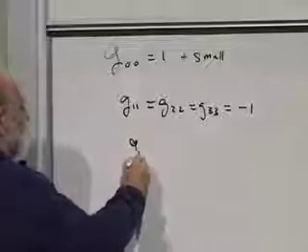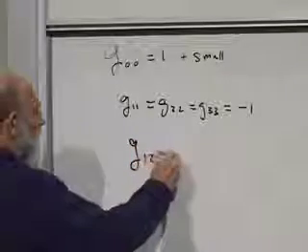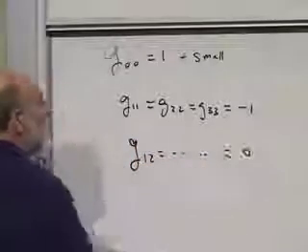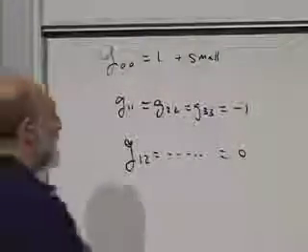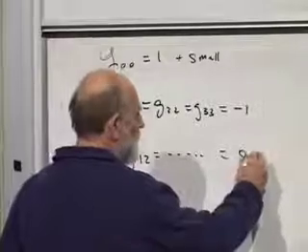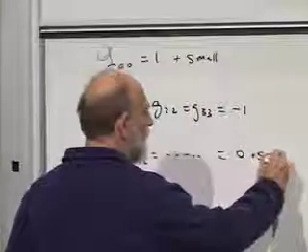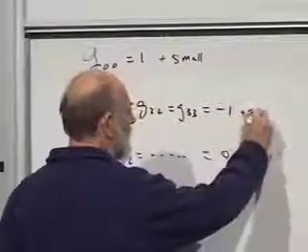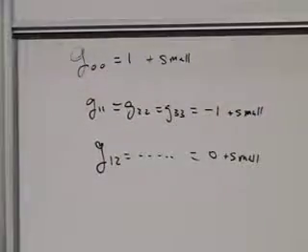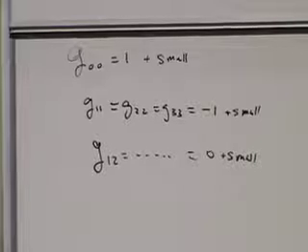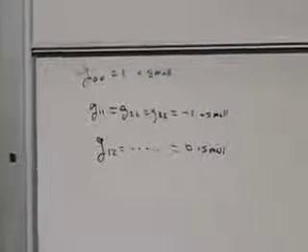And G12 equals and so on, all equal to 0. Now, I don't literally mean that they're literally equal to 0. I mean they're equal to 0 plus small. We will keep track of small things, but the first approximation is just special relativity.